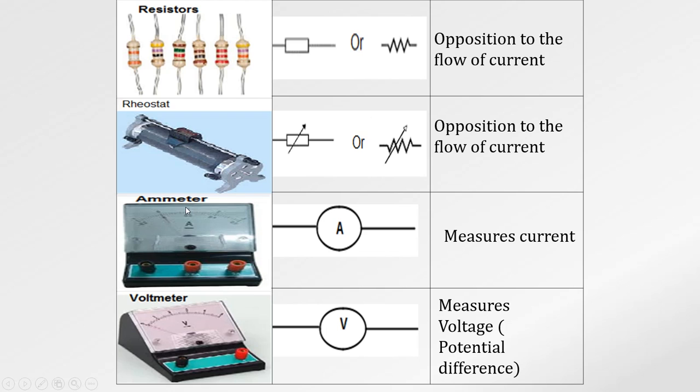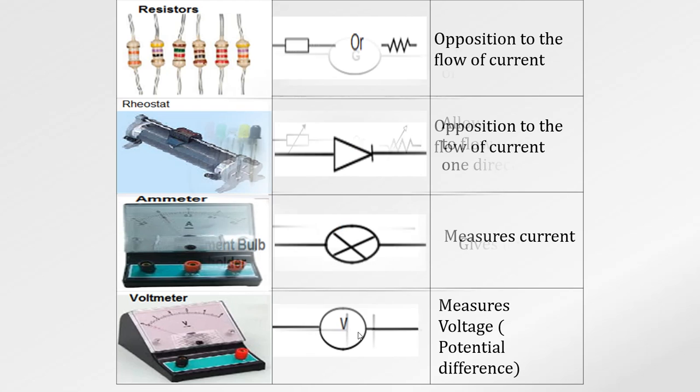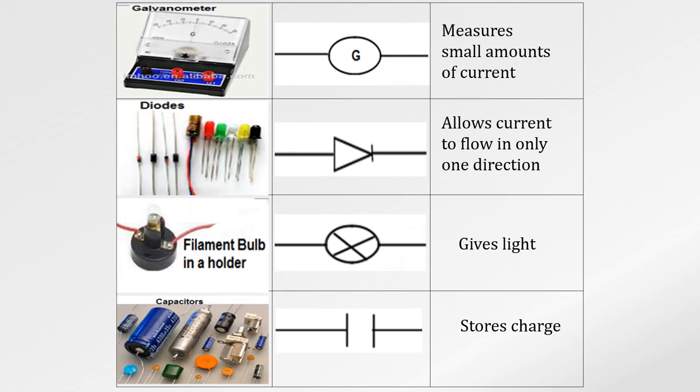That arrow stands for the sliding contact, which is moved from one side to another. Then we have instruments which measure current and PD. Ammeter, when it has A, means it is an ammeter. The symbol is that. And when it has V, it is a voltmeter. This is the symbol to measure the PD. A galvanometer for measuring small amounts of current. We have G.